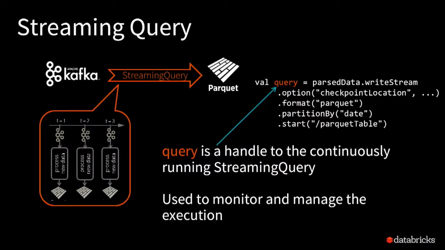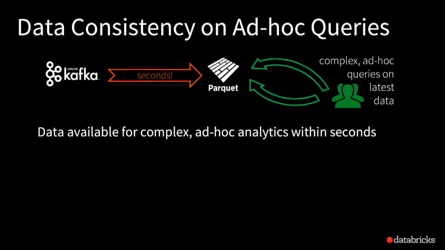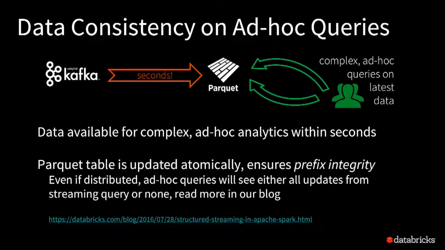And furthermore, in a single Spark cluster, you can have any number of queries running and sharing the same resources, therefore giving much better resource efficiency. And so as this query runs, data from Kafka will be converted to a Parquet table within seconds. And so your interactive, complex, ad hoc analytics, batch queries, etc., can start using that data, running complex queries on the data within seconds.